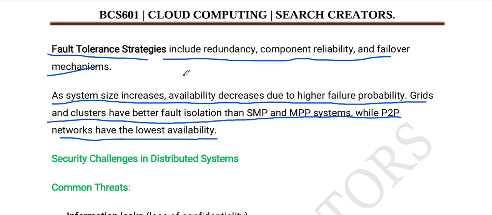Fault tolerance includes redundancy, component reliability, and failover mechanisms. As system size increases, availability decreases due to higher failure probability. Grids and clusters have better fault isolation than SMP and MPP systems. SMP means symmetric multiprocessing and MPP means massive parallel processing, while P2P networks have the lowest availability.